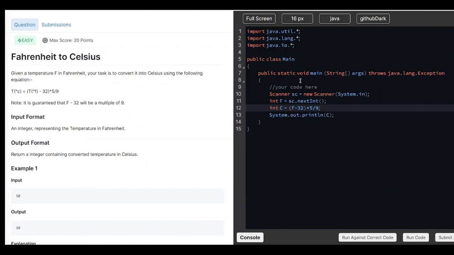Did you get the problem? Here what they are saying is f minus 32 is a multiple of 9. So you will never get a decimal answer. So you don't need to worry about that, right? You will always get integers. But if f minus 32 was not a multiple of 9, then the actual temperature in Celsius would be in decimals. So if you want to get the temperature in decimals, you have to make it here 5.0 or 9.0, so that the entire answer comes in double. Okay, cool.